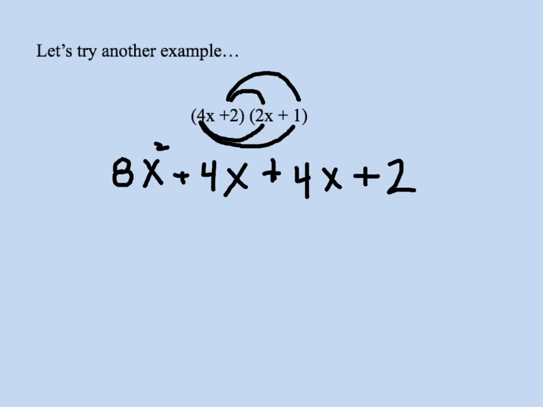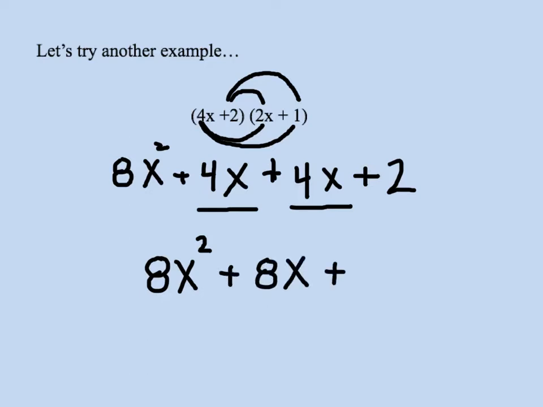Take a look at this expression. Are there any like terms? There sure are. 4x and 4x are like terms because they have the same literal coefficient. So if we combine these like terms, we can simplify this expression and we get 8x squared plus 8x plus 2.